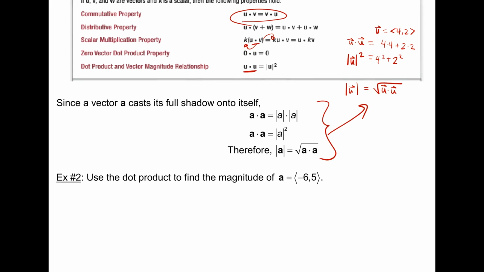Okay, so now we're going to use the dot product to find the magnitude of vector A. Magnitude is just a length. It's the resultant. It is literally your hypotenuse.